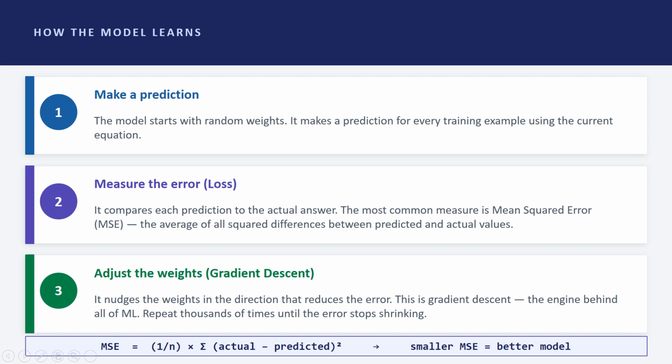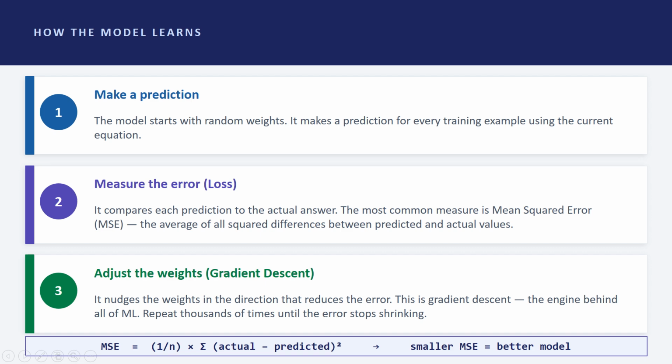Here's the loop that ties all of ML together. Three steps, running in a loop thousands of times. Step 1, make a prediction. The model starts with random weights. It doesn't know anything yet. It takes its random weights, plugs them into the equation, and produces a prediction for every row in the training set. And step 2, measure the error.